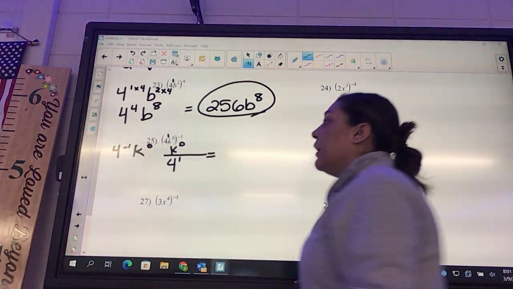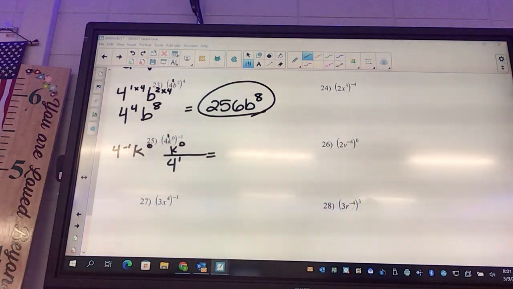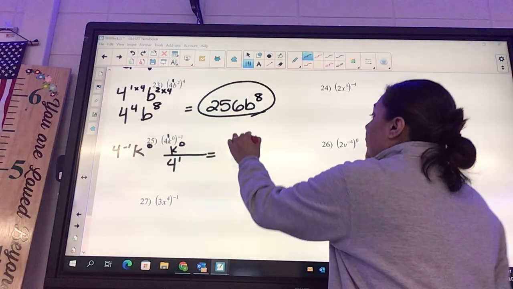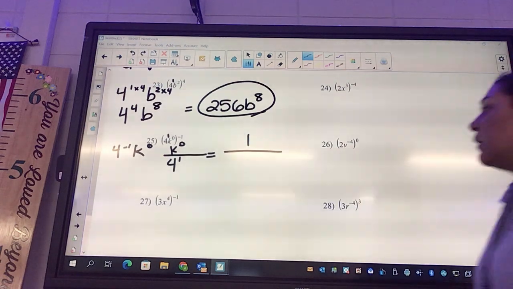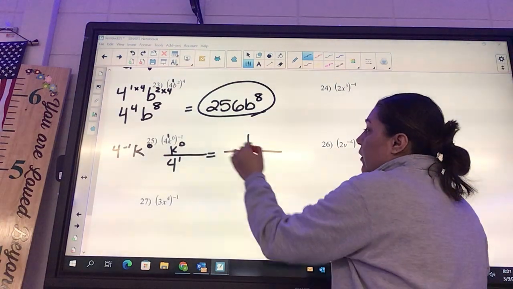Okay, and then we still got to kind of convert. What is k to the 0? 1. So it's going to be 1 over, what is 4 to the 1 power? 4. So our answer is just 1 over 4.